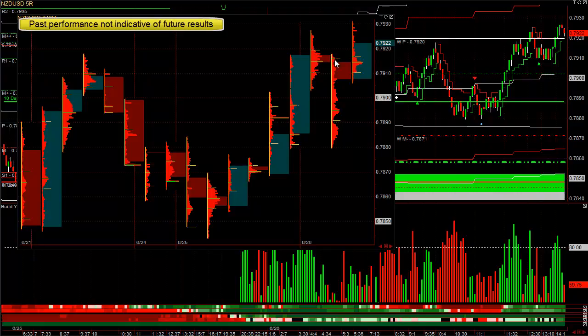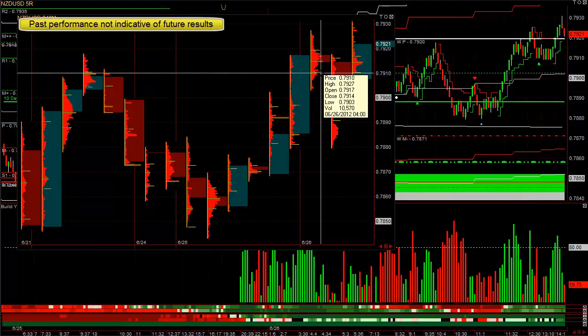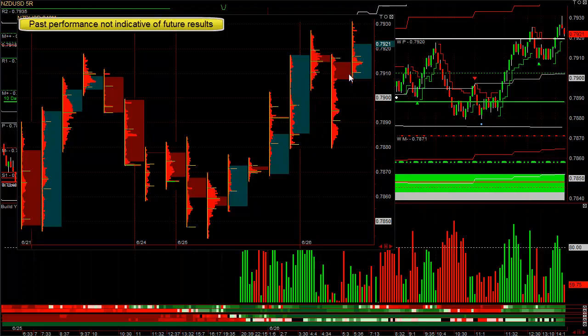This next area right here opened inside the value area of the previous bar, and once it broke underneath 79.10, it was likely to fall. And notice it fell from 79.10 all the way to 80. That's a 30 pip drop on a currency that really didn't move that much today. It was a very low volatility day for the New Zealand dollar. So, using longer time frame bars, you can catch some bigger moves.